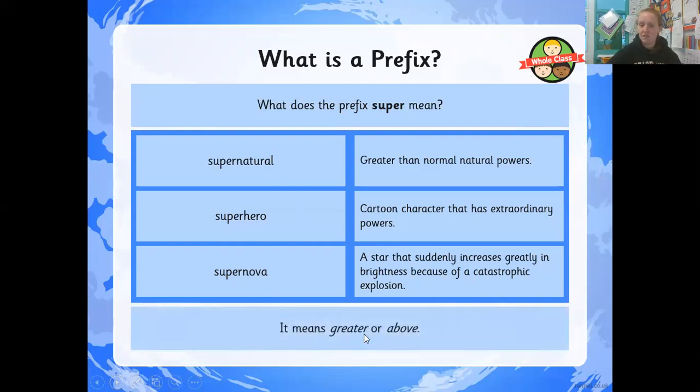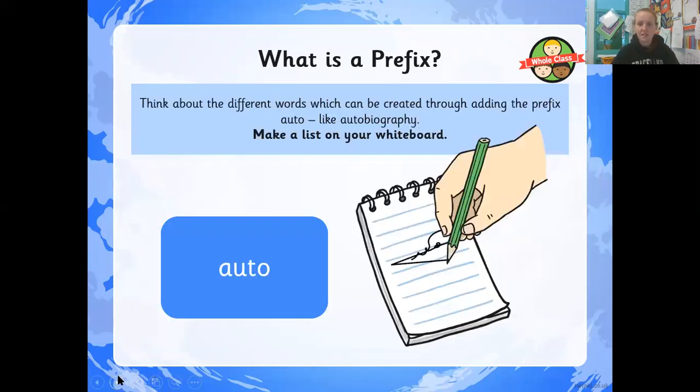Yeah, look, it means greater or above. So when we add the word super to a root word, it means that the thing gets more or greater than. That's interesting to know. So let's have a look at auto then. Auto as a prefix. Pause me and see if you can write down 5 words that you can think of that start with the prefix auto. Have a go and then come back to me when you've done 5.